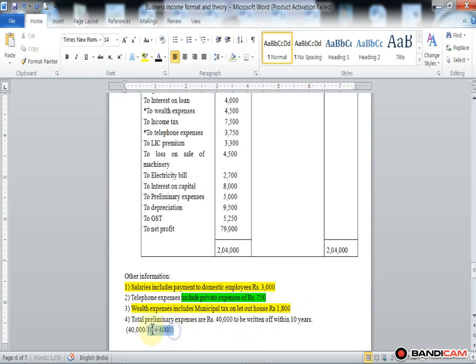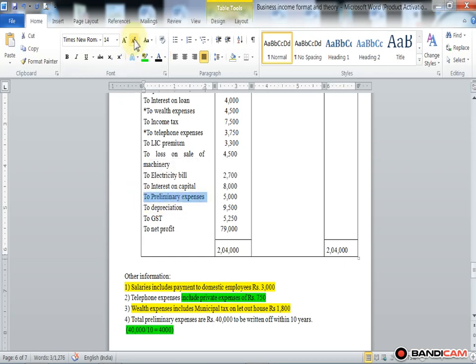So see, the preliminary expenses are written on the debit side of the profit and loss account. Here preliminary expenses is rupees 5,000. So excess preliminary expenses is written down here, so make a star in front of preliminary expenses. Each and every year Mr. Guru has to write off only 4,000 as preliminary expenses, but he wrote off rupees 5,000. It means he wrote off 1,000 excess.